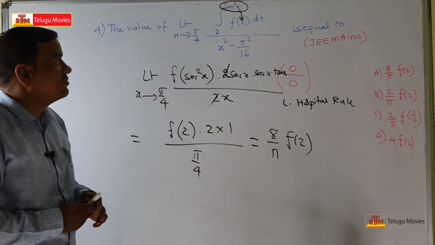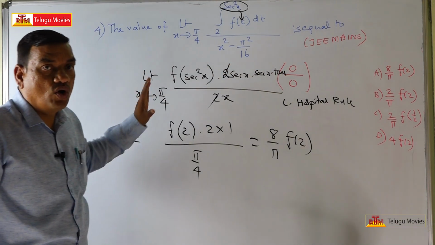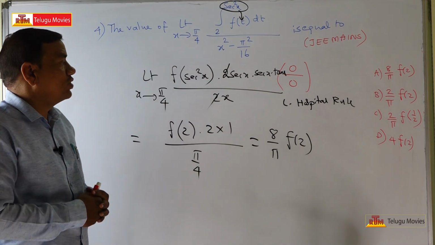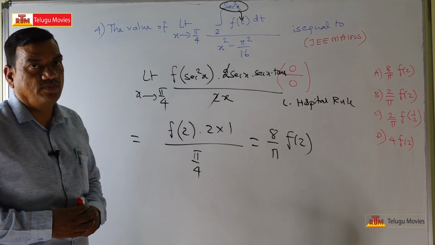So these problems come under indeterminate form 0 by 0, and moreover, you have to apply the Leibniz formula. Okay, right. So I hope that you understand this solution. So let us go for next problem.